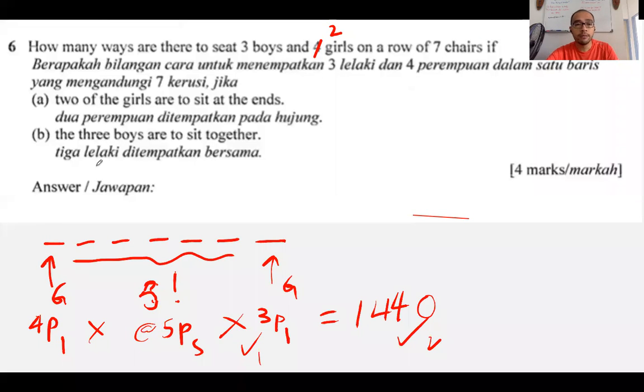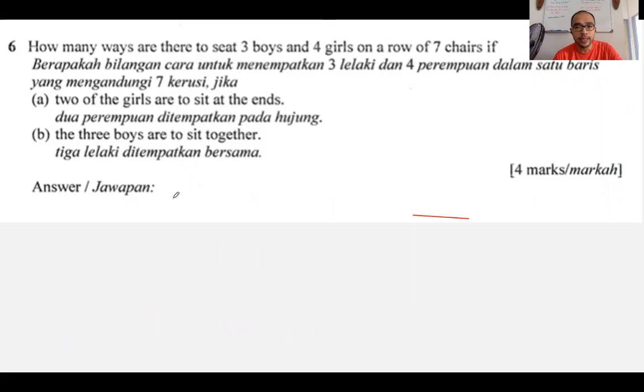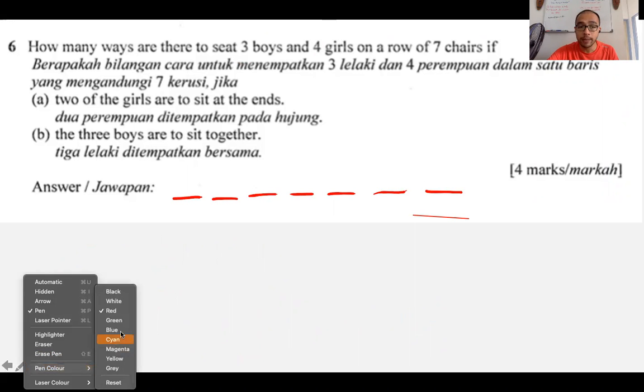Okay, now question B is a bit more complicated. 3 boys are to sit together. Kita mau susun semua 7 orang, cuma ini 3 orang ni, they must sit together. Okay, so since we have 3 boys, it means we have to pick the 3 and we have to permutate them. Okay, so how will we do this? Okay, I want you to consider this. Let's say there are 7 places over here. 1, 2, 3, 4, 5, 6, 7. Okay, now if the 3 boys are going to sit together, how many different cases will there be?